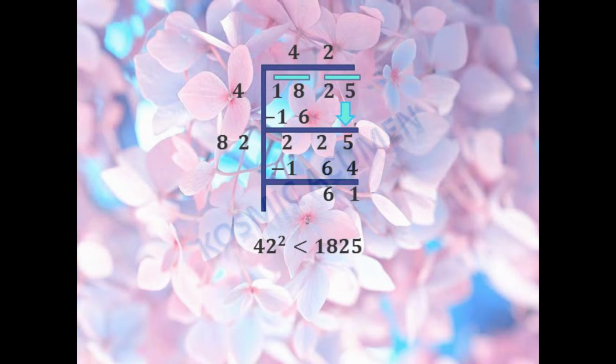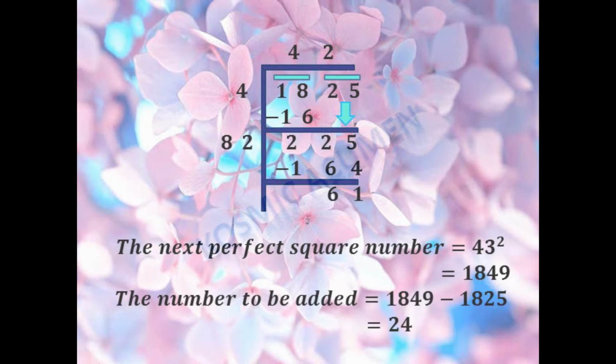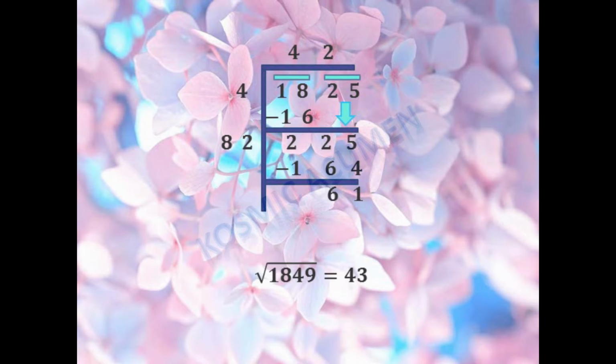Now I know that 42 square is less than 1825. And the next perfect square number, that is 43 square, will be greater than 1825. So now if I have to find the number that must be added to the given number, what will I have to do? I have to subtract from the next perfect square number the number that is given to me. So I'll simply do that and I have a number 24. So this 24 needs to be added to 1825 to make it a perfect square number. And the square root of that perfect square number will be 43.